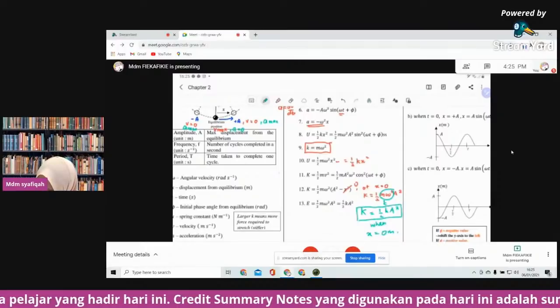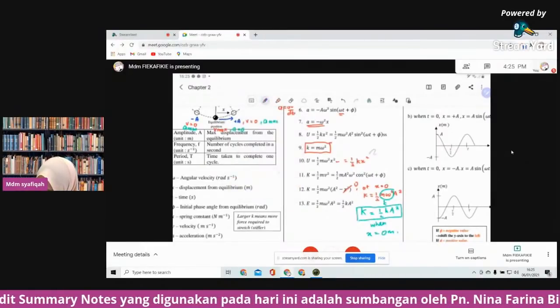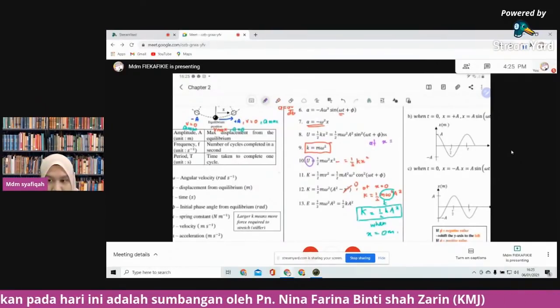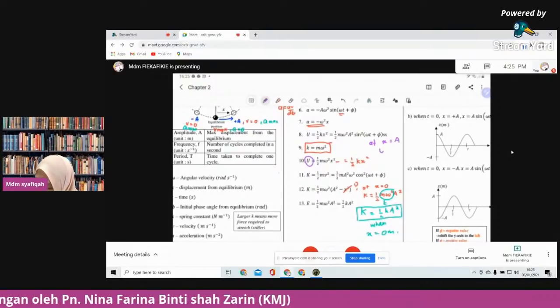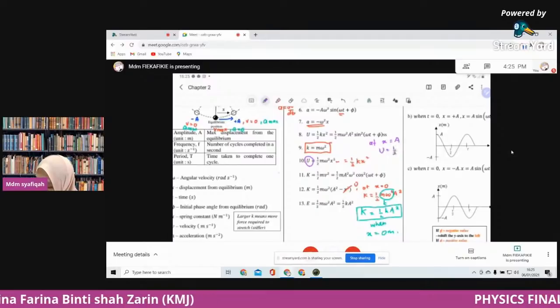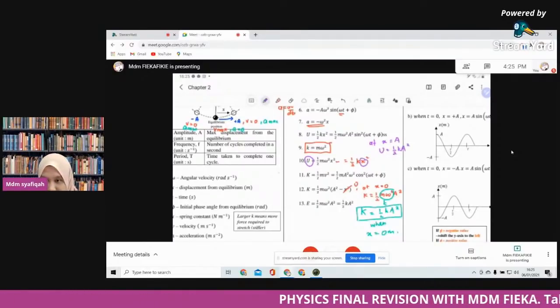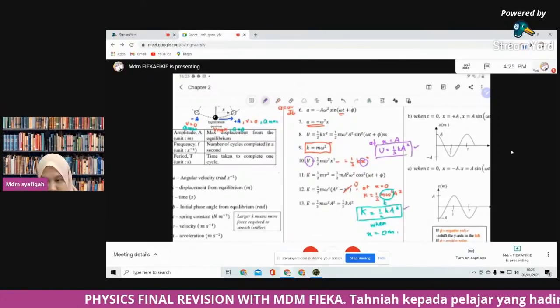Okay. Nak guna color lain lah. Color ini. Okay. Untuk U, at x is equal to A, which is maximum displacement, U is equal to half KA squared. Saya gantikan ini. Nampak tak ini dengan ini sama.